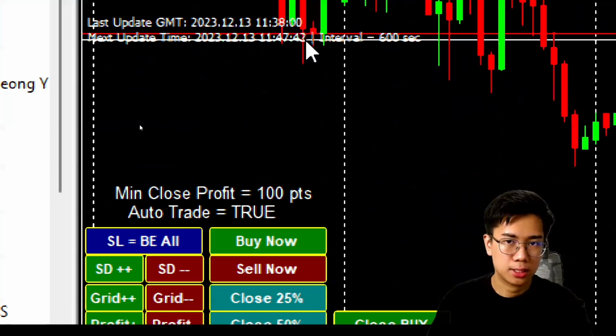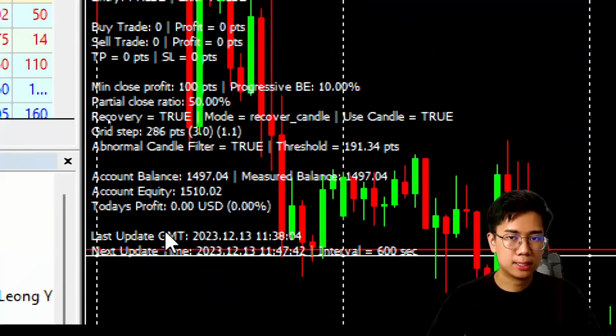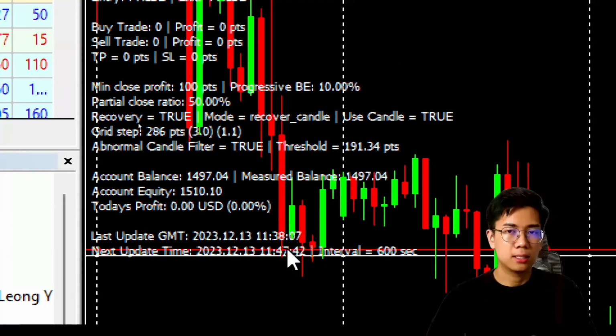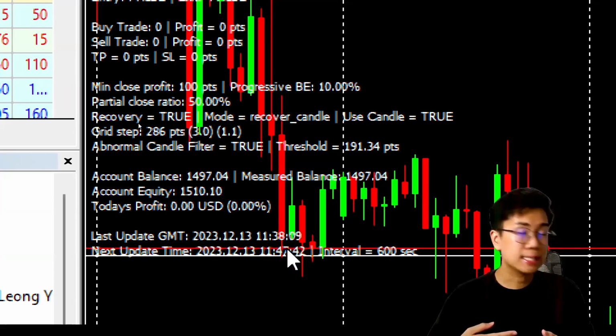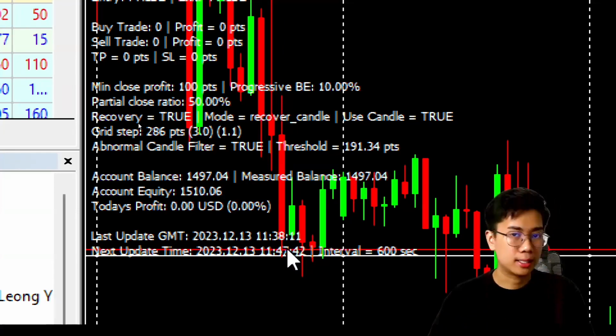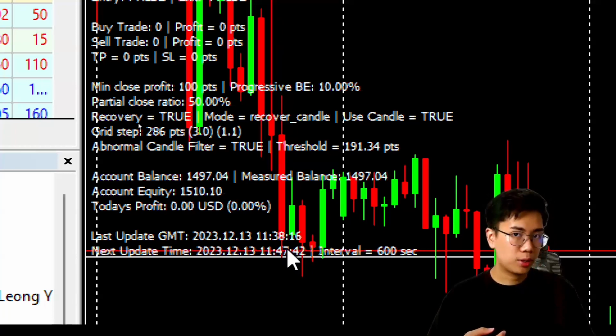At the left side dashboard, Last Update GMT, you see the timer. The timer is ticking, meaning that it is operating correctly, meaning that the robot is running well. This is one of the metrics that you should check.